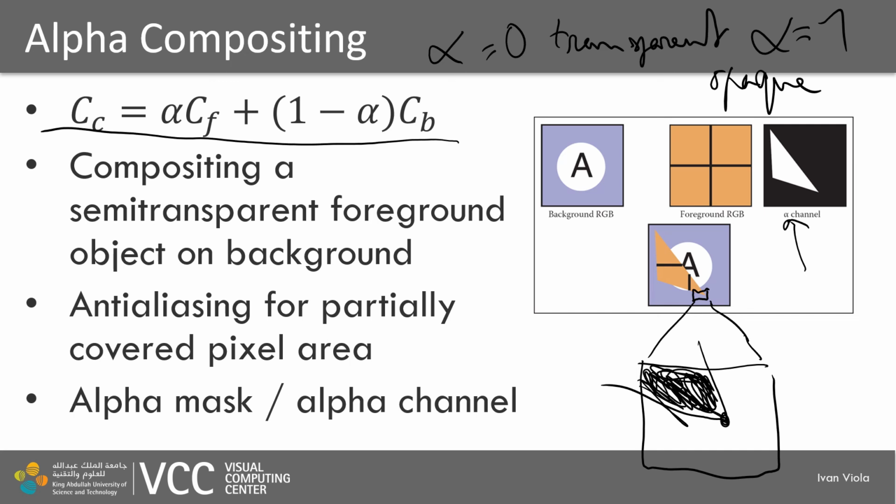So the area corresponding to that pixel. Which color should this pixel have? The triangle color, or should it have the background color? And the answer is it should be a mix of both.